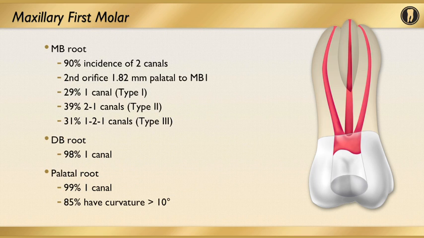Also, to take this in more detail, notice that the mesiobuccal root, 90% of the time in my experience, and it's probably more than that clinically, has an incidence of 2 canals within the mesiobuccal root. There's a second orifice located normally 1.82 millimeters palatal to the main mesiobuccal canal. In knowing this, we must understand that 29% of the time it's a type 1 configuration, meaning that there's only one canal. 39% of the time, there may be 2 canals that will join and have one common terminus of the mesiobuccal root.